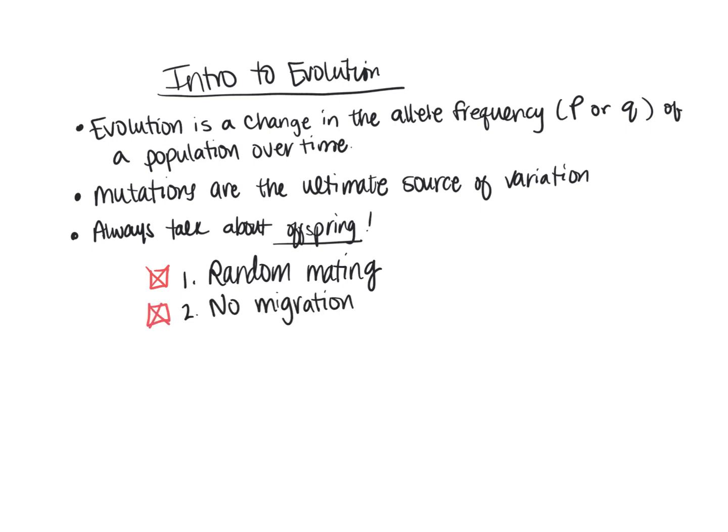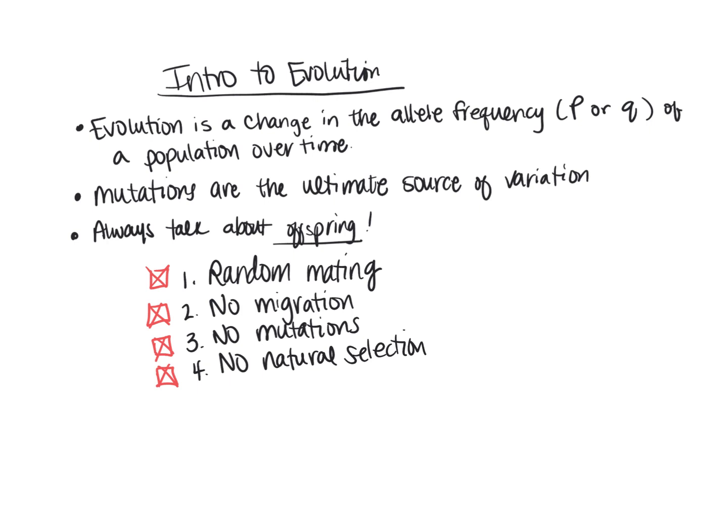The second one is no migration. If organisms are migrating, in other words, they're transferring their genes to a different gene pool, then evolution is going to occur. Number 3, no mutations. If mutations are occurring, they are the ultimate source of variation, and that's going to lead to changes in those allele frequencies. Number 4, no natural selection.